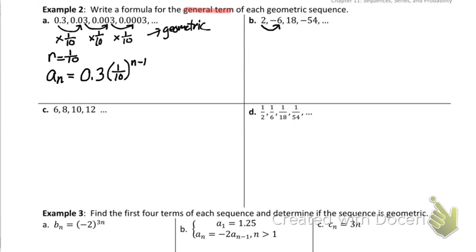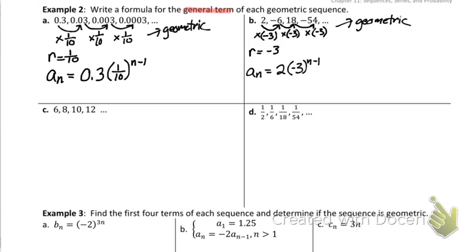I'm just going to say, well, 2 times a negative 3 equals a negative 6. And negative 6 times a negative 3 equals a positive 18. And finally, 18 times a negative 3 equals negative 54. So my common ratio is going to be negative 3, because this is, in fact, geometric, because we're multiplying by the same number over and over. And so my explicit form is going to be a sub n equals that very first term times negative 3 to the n minus 1.